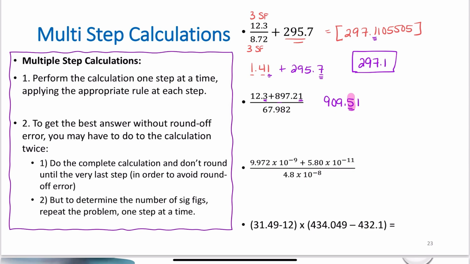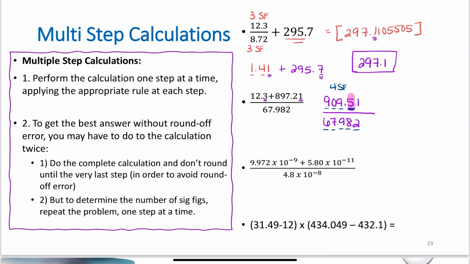The last example on the slide has round off error to it, so we don't want to round too soon. I want to carry 1 or 2 extra digits until the end and then round at the end. But I want to mark where my sig figs are, because now I'm going to do division. 67.982. Here I have 1, 2, 3, 4 sig figs.